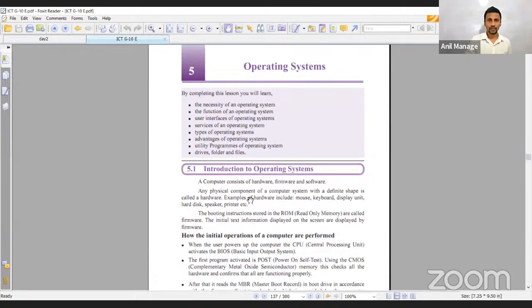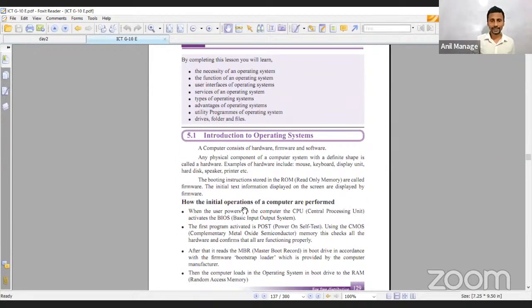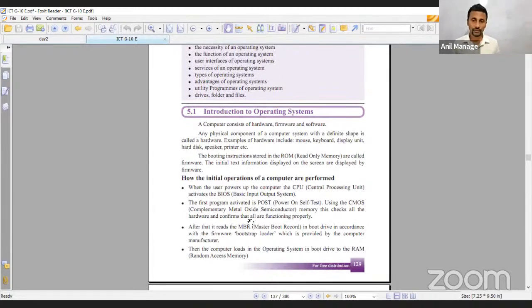I will go through quickly because I'm not going to discuss everything, but I will discuss most of the important parts. When you take the operating system, the first thing is how the initial operation of the computer is performed. This part is a bit important, so if you have the book, please highlight it or put a star. When you switch on the computer, the power on self-test starts working.